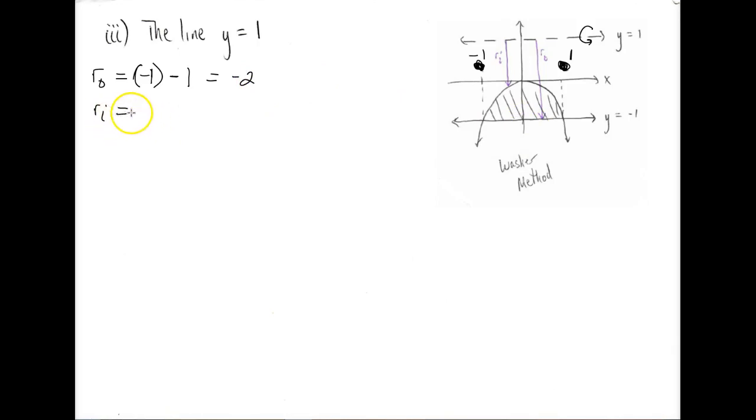Now for the inner radius, r sub i, of course, that's the difference between negative x squared and the axis of rotation, which is just y equals 1. So in this particular case, we end up getting negative x squared minus 1, okay?